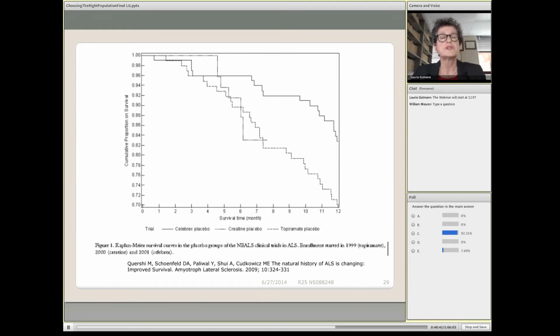And the question is, have we changed the way we're approaching this? Have we changed the natural history by improving respiratory outcomes, improving nutritional status? Another possibility is that you've just selected a population that's different from the natural history by having patients who want to participate in trials. But either way, you have to consider this, that the natural history data may be different than the old natural history data.